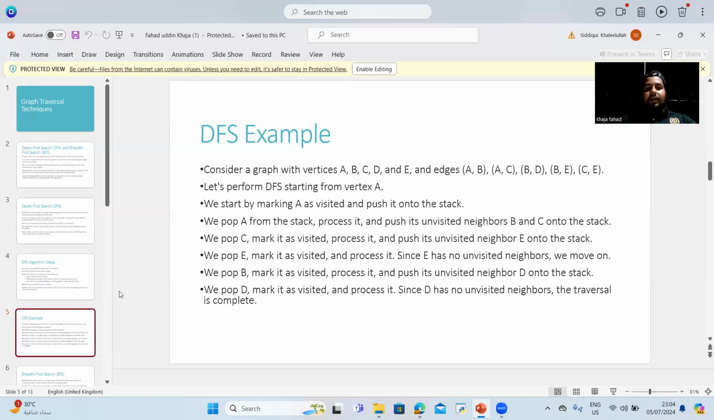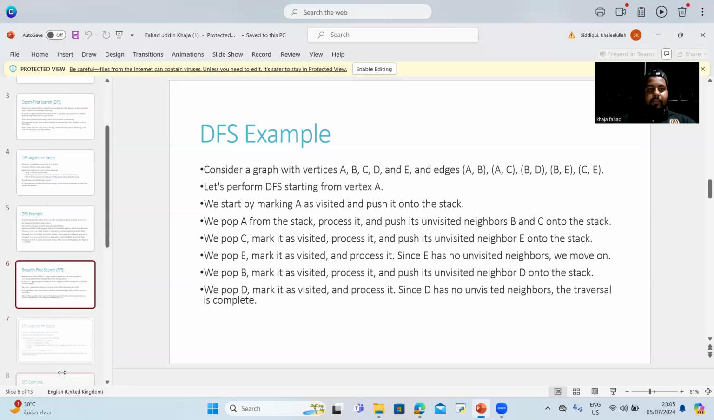We pop C, mark it as visited, process it, and push its unvisited neighbor E onto the stack. We pop E, mark it as visited, and process it. Since E has no unvisited neighbors, we move on. We pop B, mark it as visited, process it, and push its unvisited neighbor D onto the stack. We pop D, mark it as visited, and process it. Since D has no unvisited neighbors, the traversal is complete.